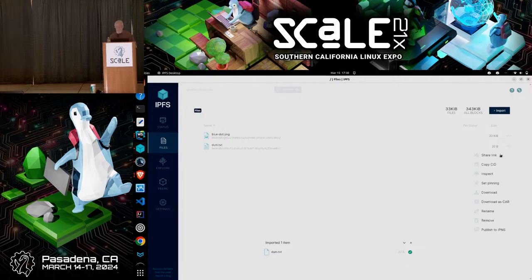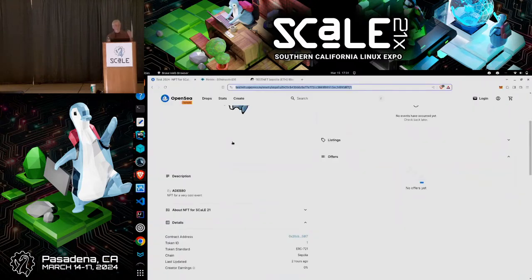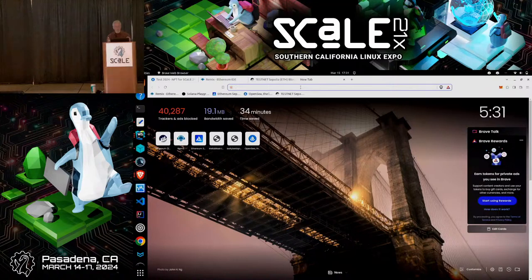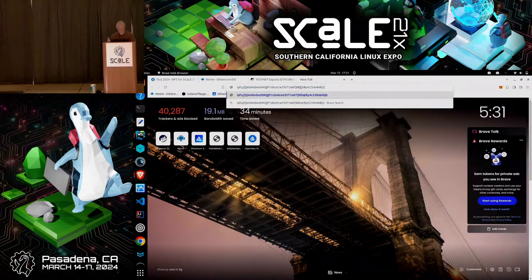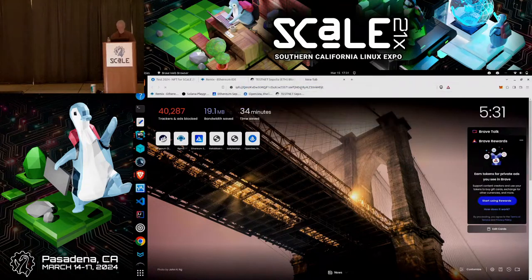So let me see if I can go here. Copy the CID. That's the identifier for the asset. The Brave browser supports IPFS out of the box, so I'm going to go to Brave and use the IPFS protocol. Okay, I'm going to go here, and let's see. Gee, Mr. Demo God. Let's see if it works.